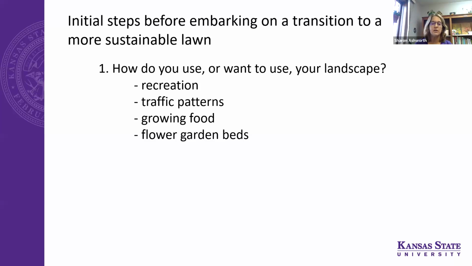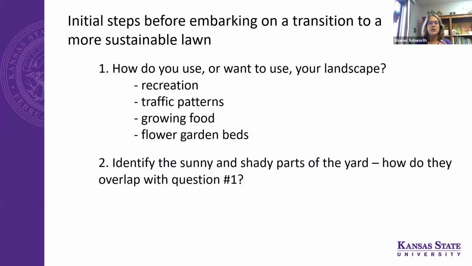So it's really great to draw a diagram of your yard and put down where it is you spend your time and how you spend your time in that landscape. And then on top of that, identify the sunny and shady parts of the yard and how they overlap with that first consideration about how you recreate and the traffic patterns. Are you putting up the soccer nets for the kids to play in the sunny parts, in the shady parts? Do you have your lawn chairs in the sunny parts or the shady parts? Where's that traffic pattern? Is that traffic pattern under the trees, along the edge of the bed? Is it right through the middle of the sunny part of the yard? You really need to understand how you're using that landscape and the sun and shade features of your yard before you can decide what options you have for creating a more environmentally sustainable lawn.